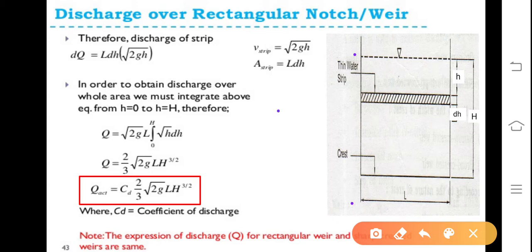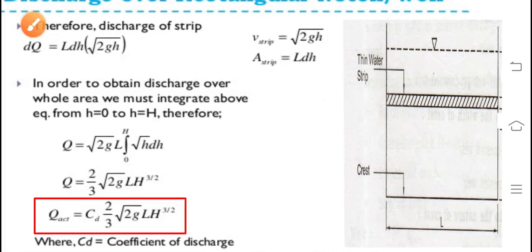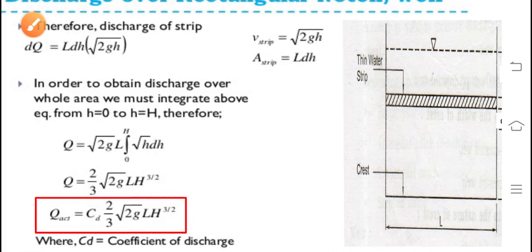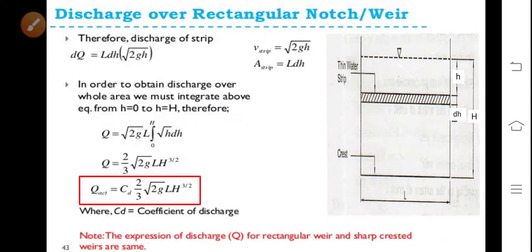Now, the discharge through the strip of dh is given by dq is equal to L dh multiplied by root 2gh, where L is the total length of the notch or weir, the velocity of the strip is given by under the root 2gh, whereas the area is L into dh.